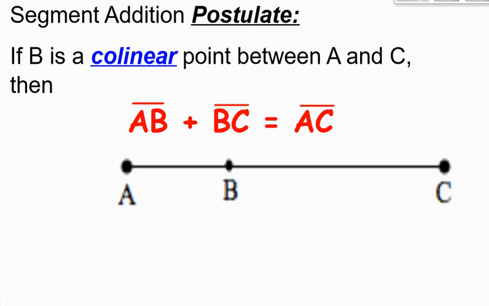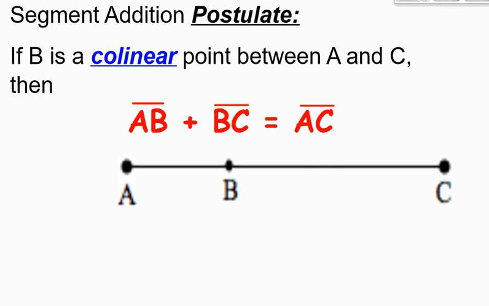Segment addition postulate is one of two things that we're going to learn today. So segment addition postulate, it says that if point B is a collinear point between A and C, again, collinear means on the same line. If point B is a collinear point between A and C, take a look at the diagram real quick. B is collinear with A and C, and it is between.